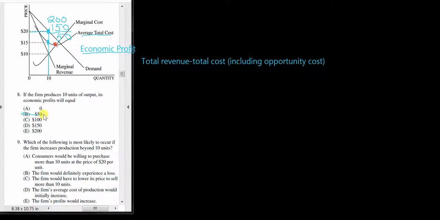All right, so in number 9, they ask you, which of the following is most likely to occur if the firm increases production beyond 10 units? So before we look at the choices, just take a look at the graph and kind of figure out what would happen. All right, so if he goes past 10, let's say over here to this area, we could see that the marginal revenue is going to be going down, and his marginal cost is going to be going up.